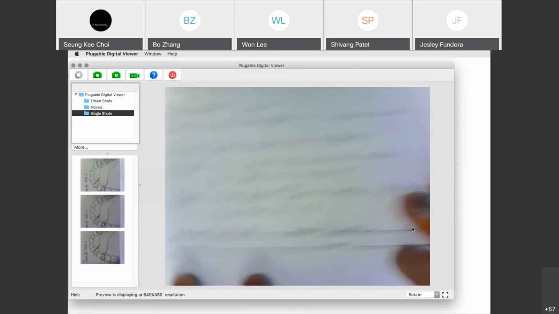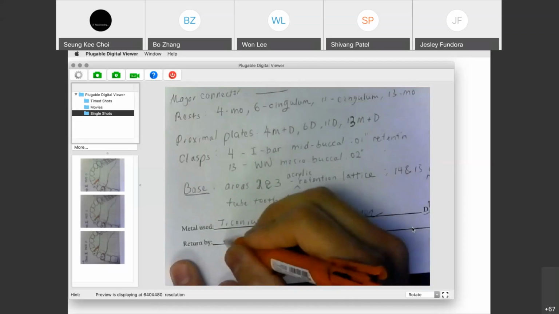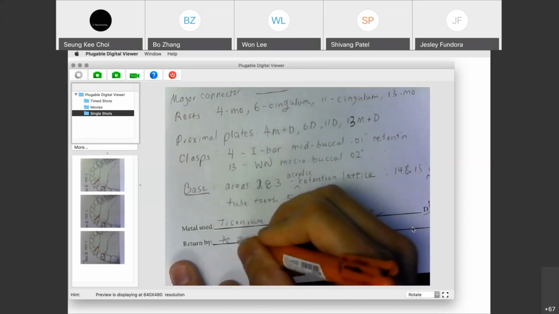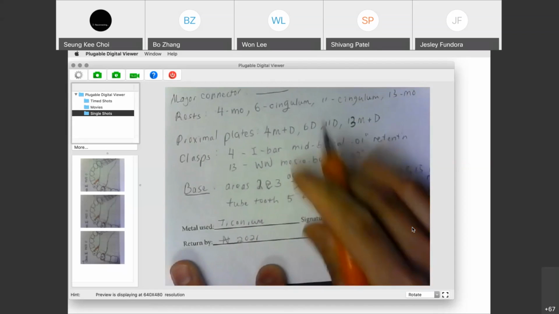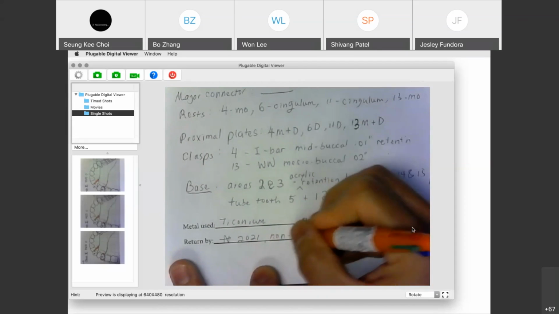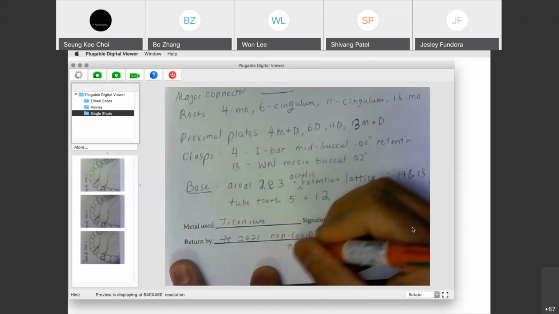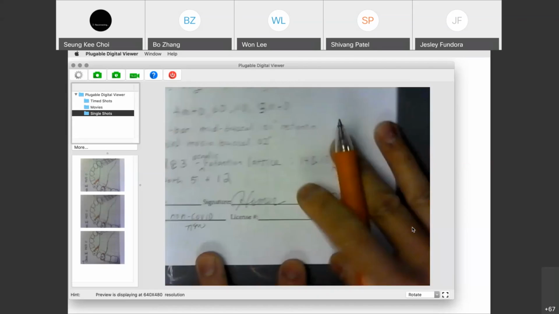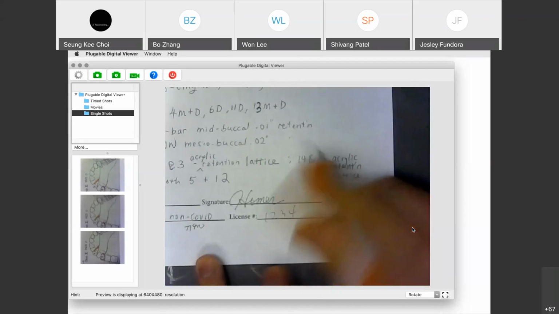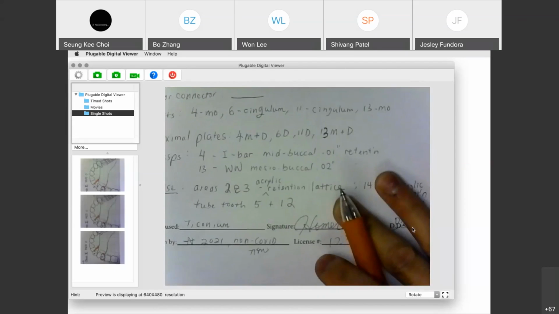DMD. Okay. Enter whatever date. Okay. 2021 on COVID. License number, whatever it is. So nothing is left blank. Okay.